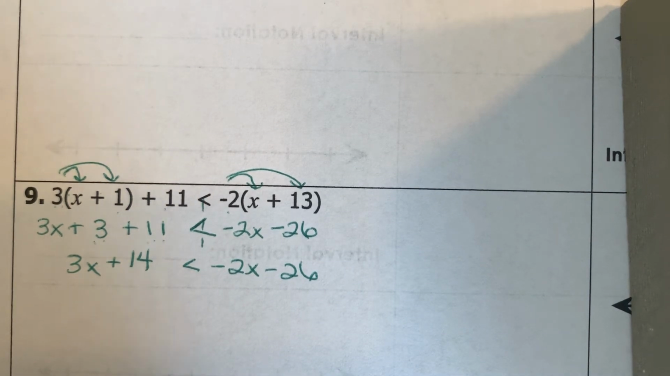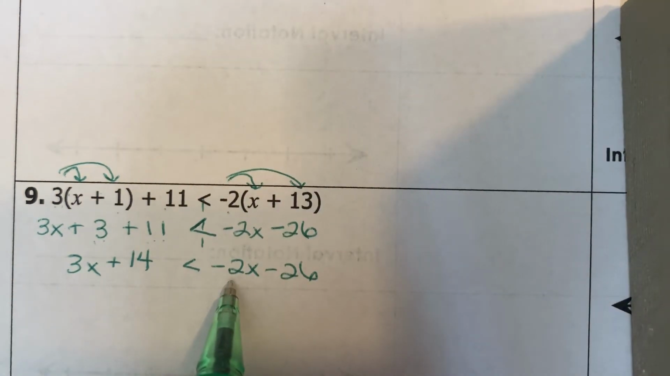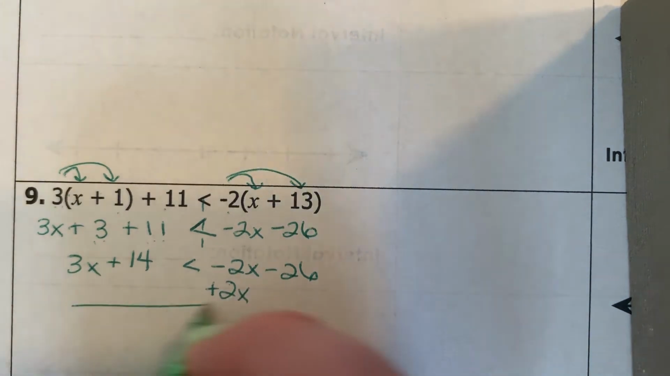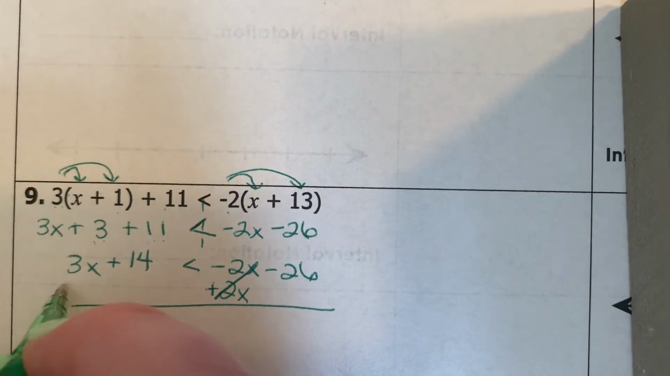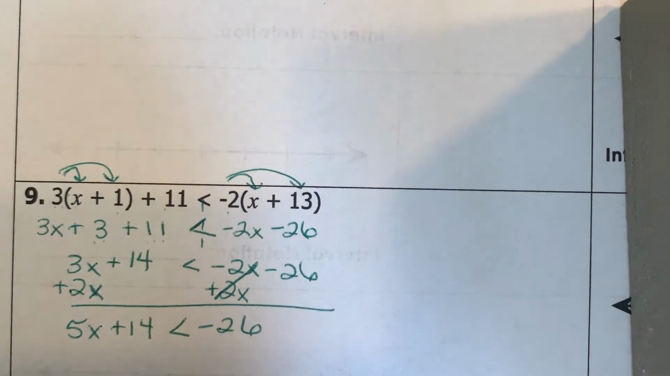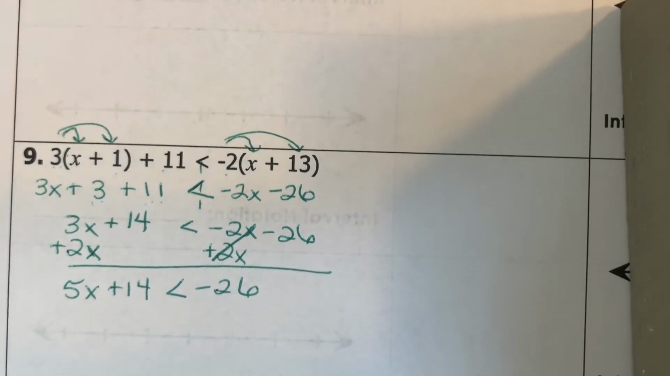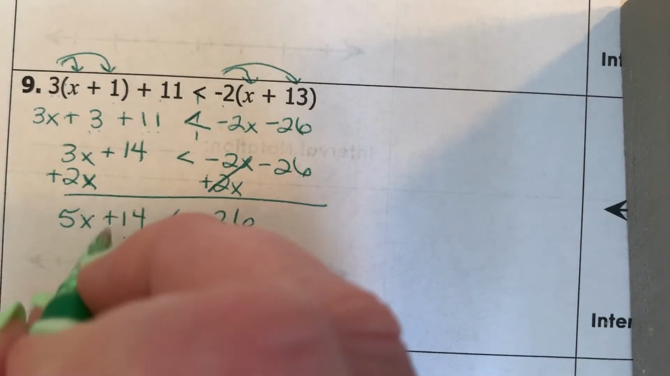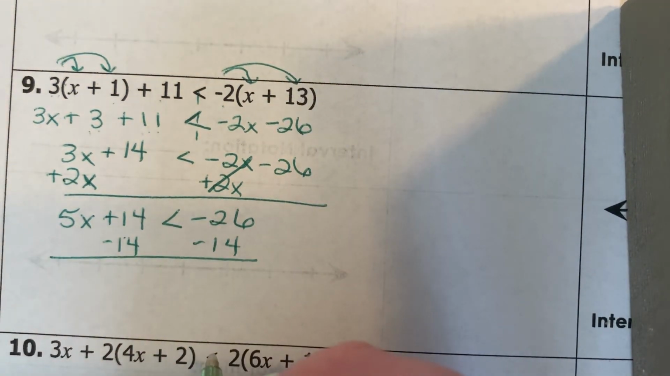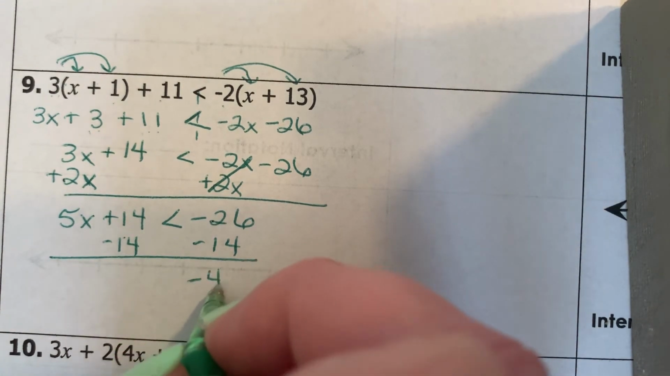Now we need to eliminate a variable from one side or the other. I'm going to eliminate this negative 2x. So to go from negative 2 to 0, I have to add 2x. That way it can be eliminated. But whatever I do to one side, I have to do to the other. So I'm going to get 3x plus 2x, which is 5x, plus 14 is less than negative 26. Okay, and then I'm going to eliminate this 14 by subtracting 14 from both sides. So negative 26 minus 14 is going to give me negative 40.